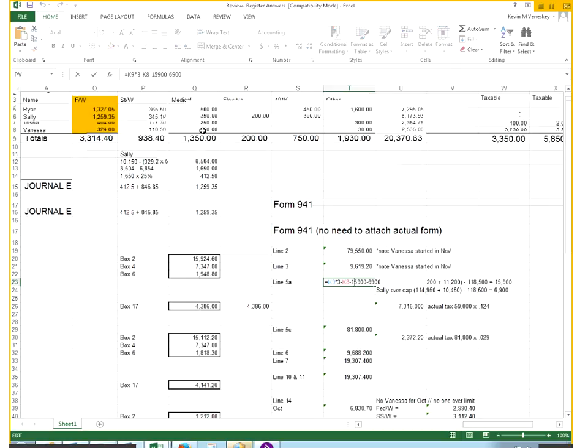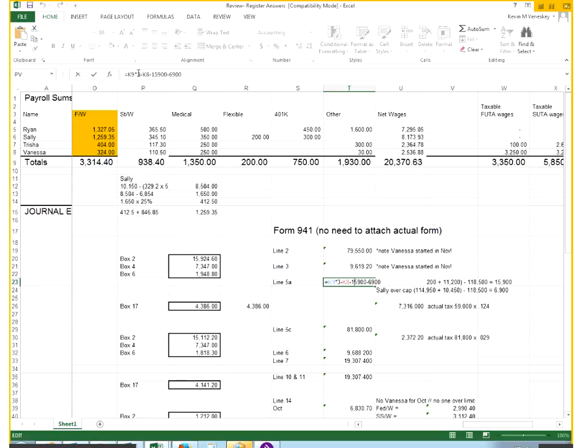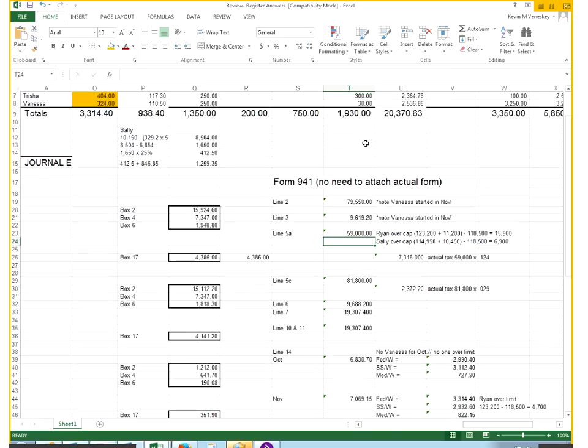Sally had a little bit less. So you can see that in my final formula, I take the Medicare wages, times it by 3, take out Vanessa's 1 month, and then take out what the 2 employees who went over the cap, take out those wages as well.